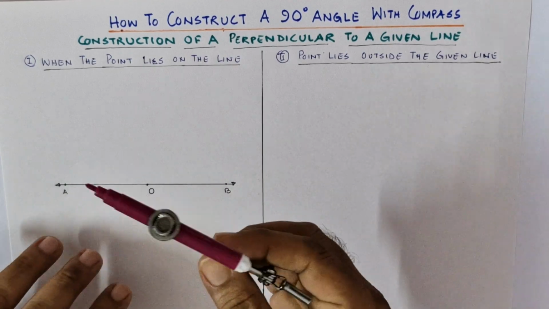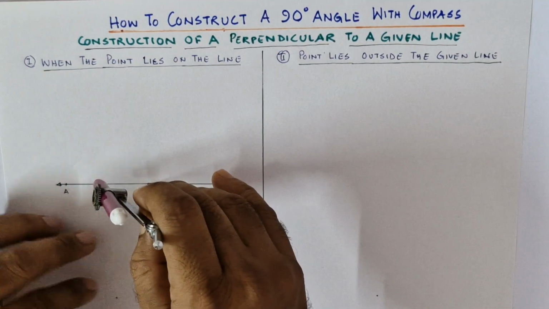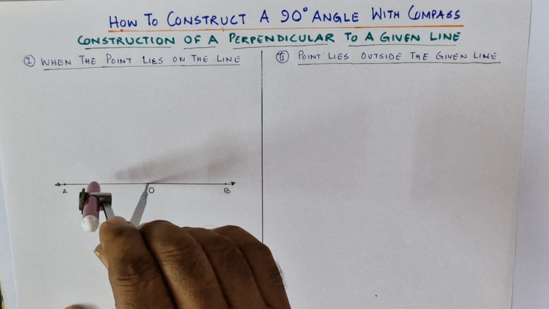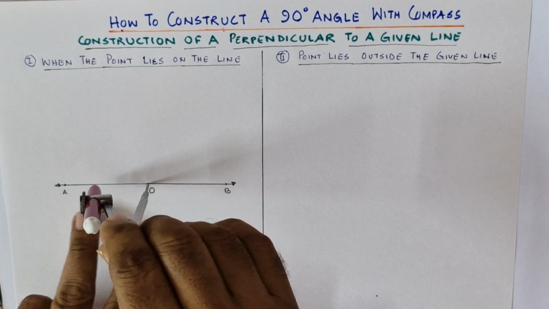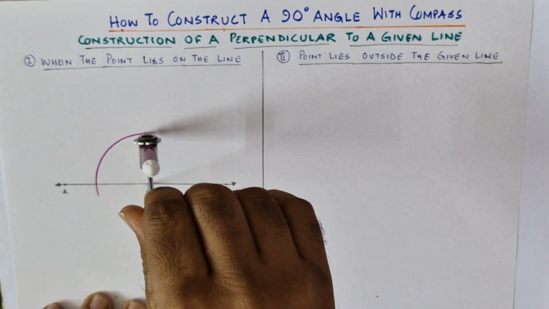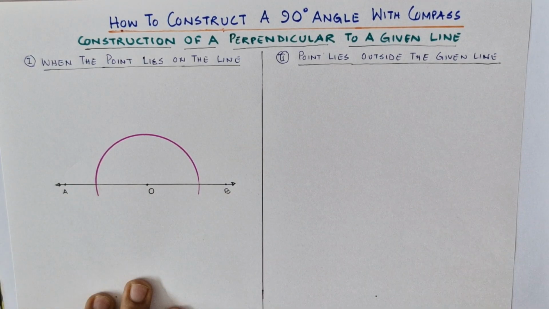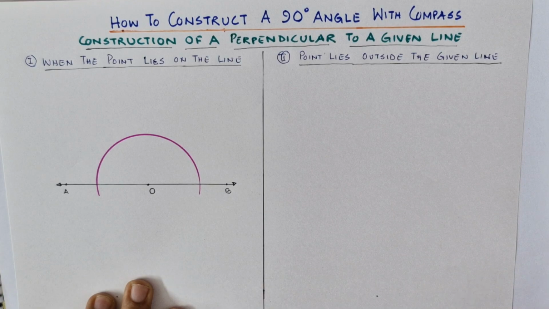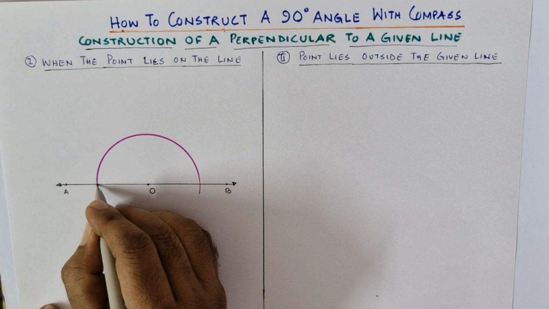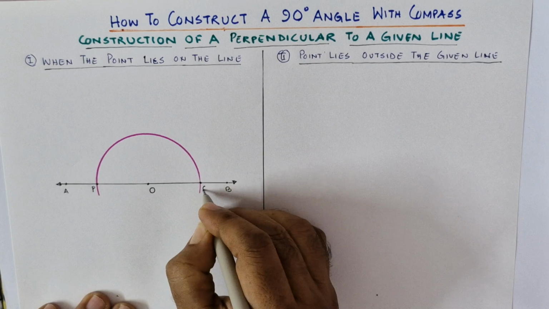Now once you have it, take the compass and take an appropriate radius, like I have taken. Draw an arc so that it intersects or cuts the line at the two ends. Got it? So it is intersecting here and here. Let us name them. We'll name this intersection point as P and this intersection point as Q.